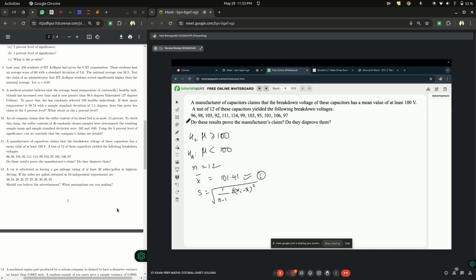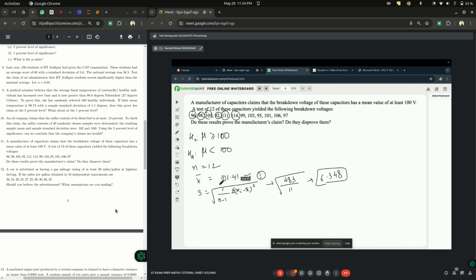For this, whatever x bar you find, you will subtract x bar from each entry, square each subtracted value, and then add them up. The sum of xi minus x bar squared that I have is 483, divided by n minus 1, which is 11, under root. I get S as 6.348.